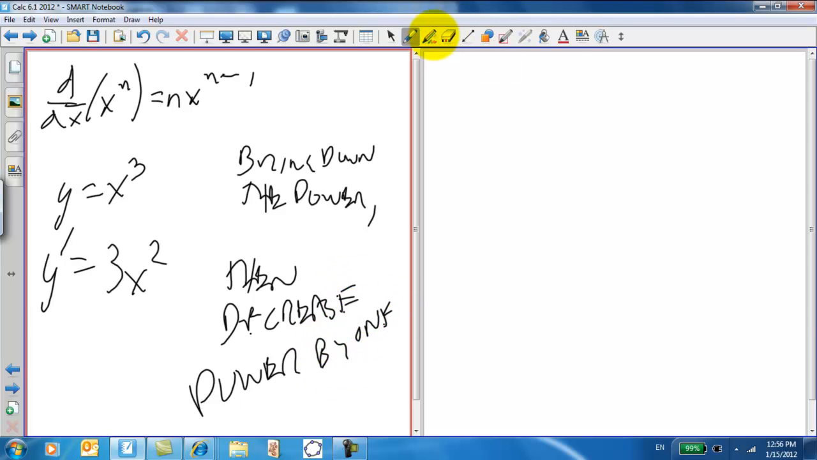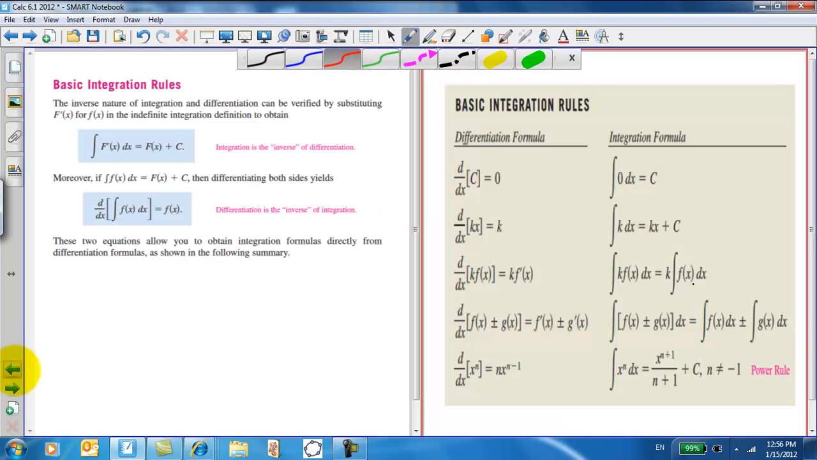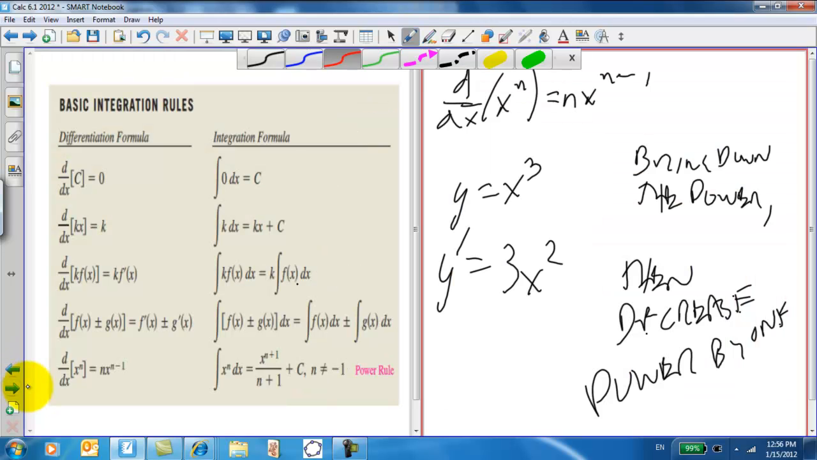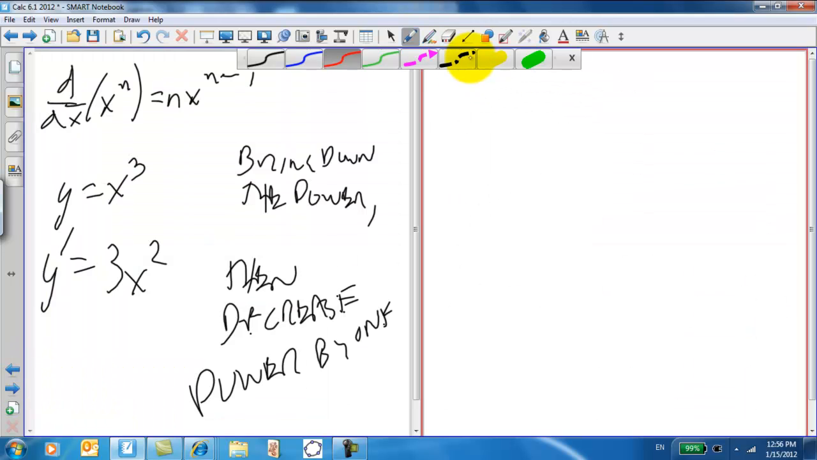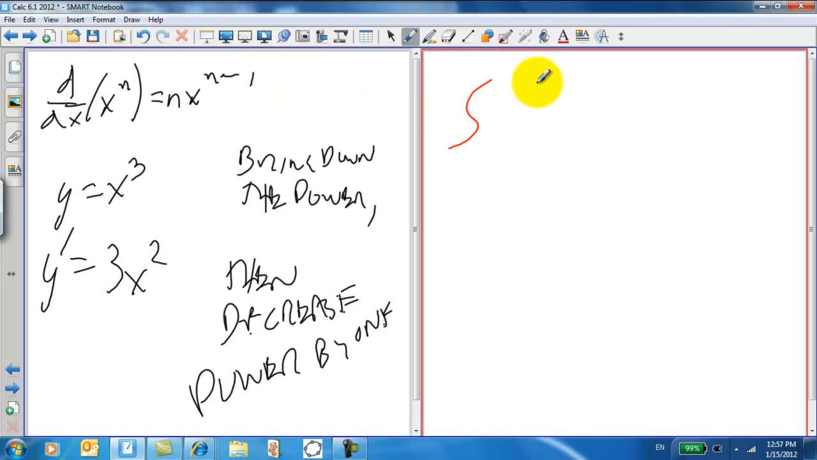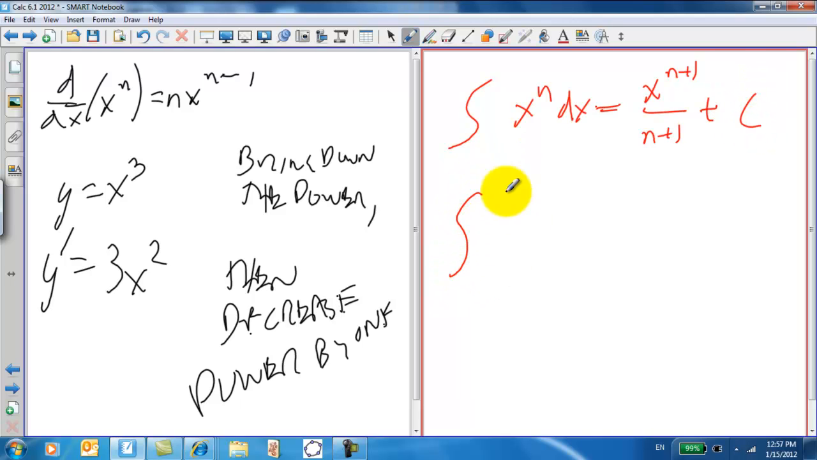Okay, now contrast that with antiderivatives. And let's look at our notation on here. The antiderivative of x to the n dx is x to the n plus 1 divided by n plus 1, plus the constant of integration. So let's say you're trying to take the antiderivative of x cubed dx. You don't get 3x squared. Instead, you get x to the 4th divided by 4 plus the constant of integration.